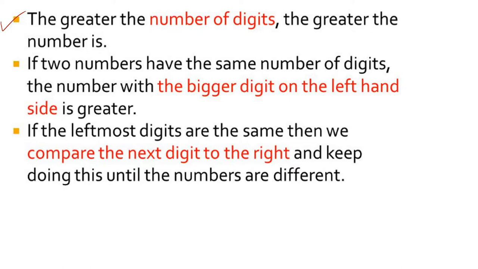Here we will give a couple of examples. If we take a one-digit number, let's say 4. If we take a two-digit number, let's say 11. So if this is a one-digit number and this is a two-digit number, by default 11 is going to be greater than 4.